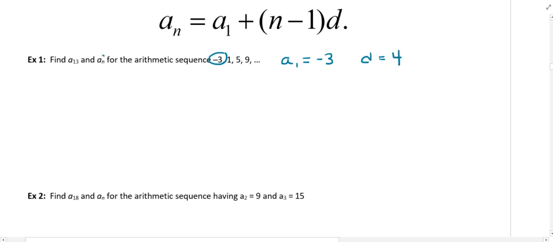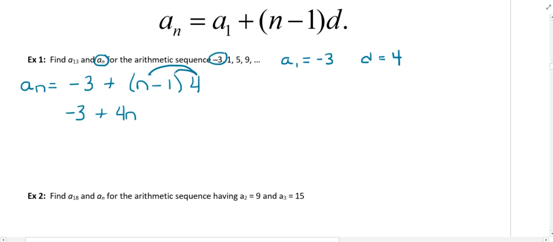Then what we want to do is start here to find a sub n. So we're going to plug these numbers into the formula above. So you have a sub 1, -3, plus, then you grab (n minus 1) times your d of 4. And you don't want to leave it just like that. You are going to want to multiply this out. So this is going to be -3 plus 4 times n, 4n, minus 4. And then -3 minus 4 is going to give me a -7. So I'm going to say 4n minus 7 is going to be my formula. So my a sub n is 4n minus 7.